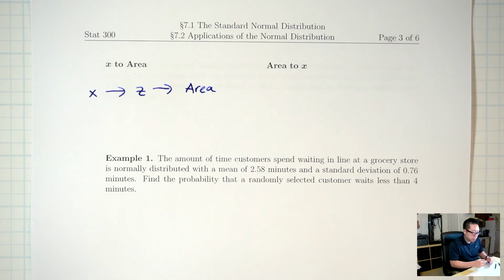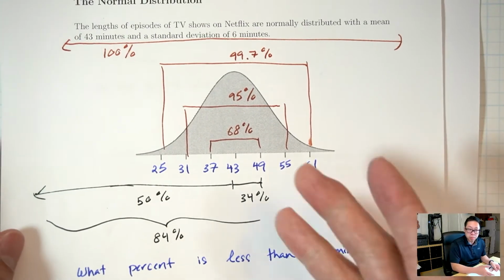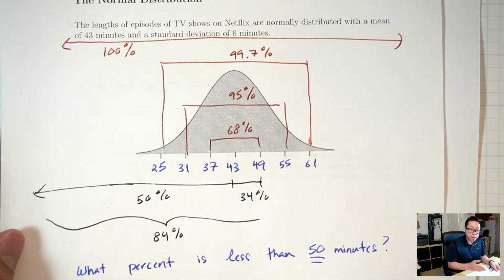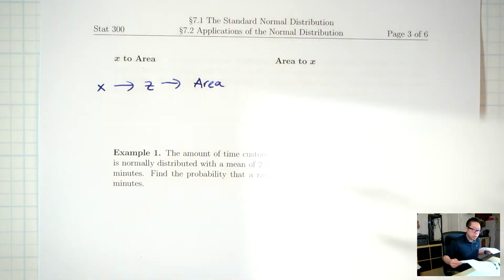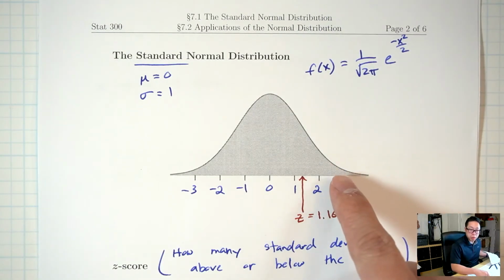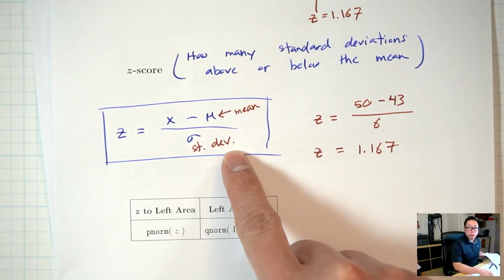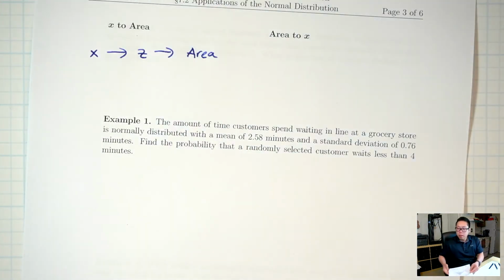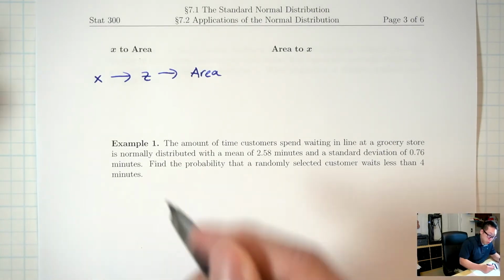The x to z part represents starting off with the generic normal distribution picture. X to z is translating this generic picture onto this standard normal distribution picture. Okay, and you do that using the z-score formula. So this first step from x to z, you're going to do that using the z-score formula.